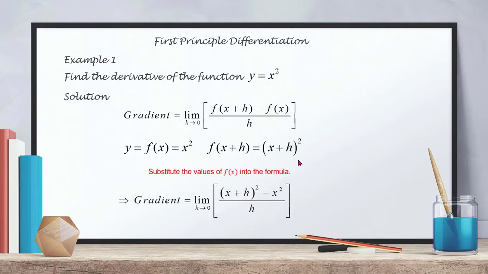Next, we're going to substitute the values of the functions into the gradient formula. So the gradient formula states that f of x plus h is actually x plus h squared. So we're going to substitute x plus h squared there to give us this. And f of x is x squared. So we're going to substitute the value x squared for f of x here to give us x squared, like that.